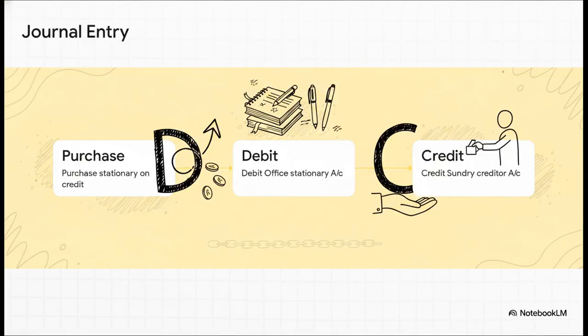Let's look at a super practical example directly from our source notes. Imagine the business purchases office stationery, but they do it on credit. According to the notes, the journal entry requires us to debit the office stationery account and credit the sundry creditor account. Why? Well, because the sundry creditor, the supplier we bought those pens and paper from, is the actual giver of the goods. Since they're the giver and we haven't paid them in cash just yet, we apply the personal account rule and credit their account to show that, yep, we owe them.